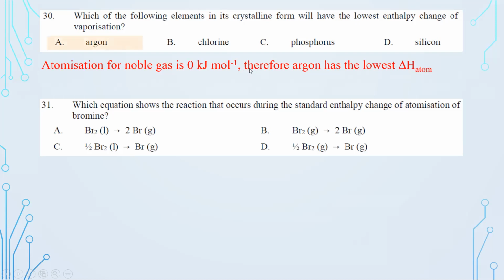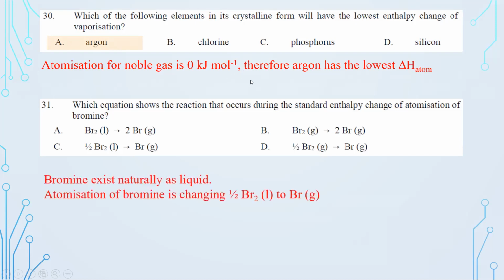Okay, so 31. Which equation shows the reaction that occurs during the standard enthalpy change of atomization of bromine? Don't forget that bromine exists naturally as a liquid. For atomization of bromine, it changes from half Br2 liquid to Br gas, atomization to form 1 mole of Br. So the best answer in here is C.